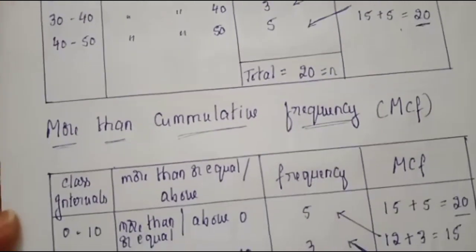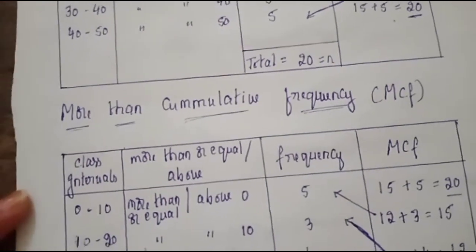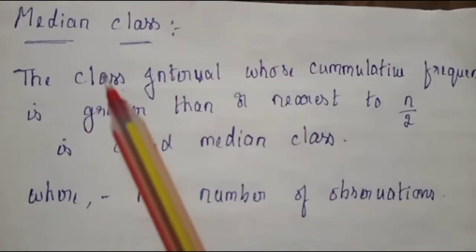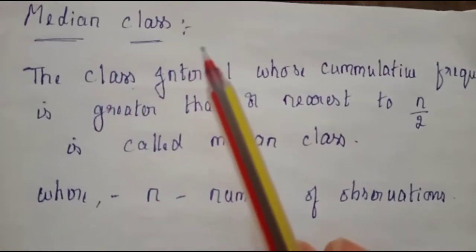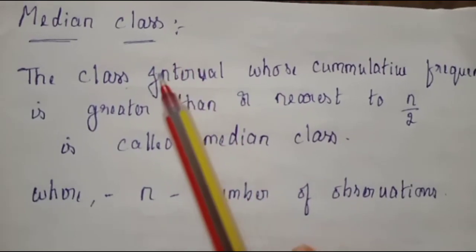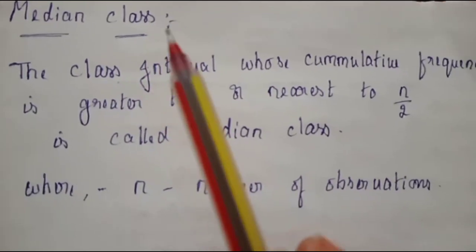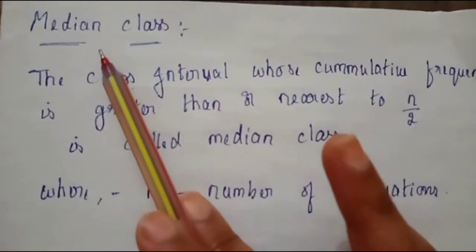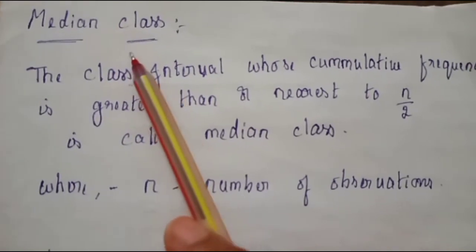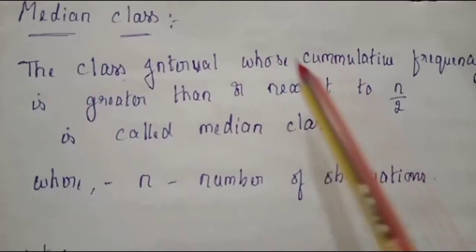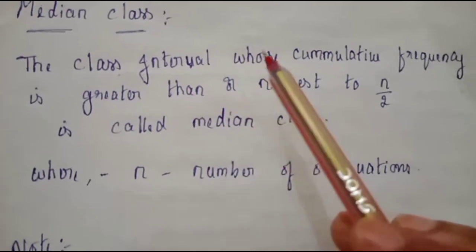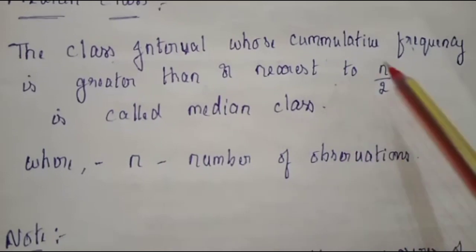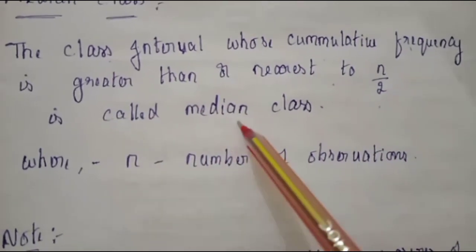But here, what exactly is the median class? Now let me explain the meaning of median class. In the last exercise we learned what modal class is: a class interval with maximum frequency. But as you know, the median concept is the middlemost observation. So it is defined as follows: the class interval whose cumulative frequency is greater than or nearest to n by 2 is called median class.